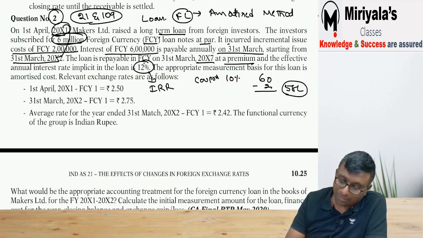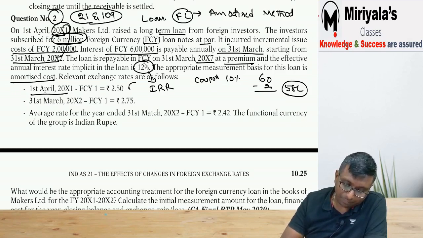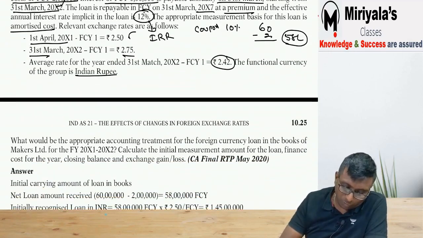The appropriate measurement basis for this loan is amortized cost, as I already spoke. Relevant exchange rates are as follows: Day 1 rate, and the year-end rate for the first year is 2.75. The average rate for the year is 2.42. The functional currency of the group is Indian rupee. What would be the appropriate accounting treatment for the foreign currency loan in the books of the Makers Limited for the financial year?